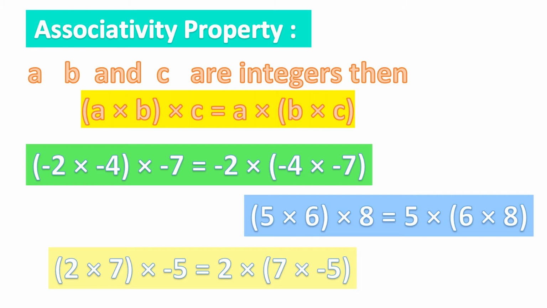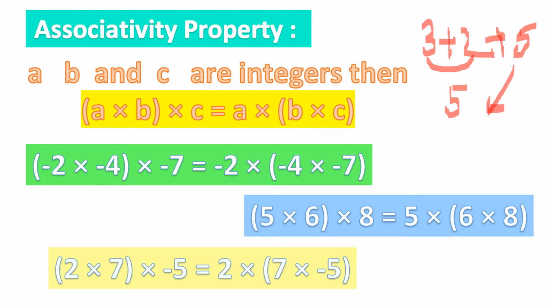If I take 3 here, plus 2 plus 5, how do I add this? First I add this 2. So 3 plus 2 is 5. Then this answer that I got, I add it with this, plus 5, right? Yes. So that time I get 10.